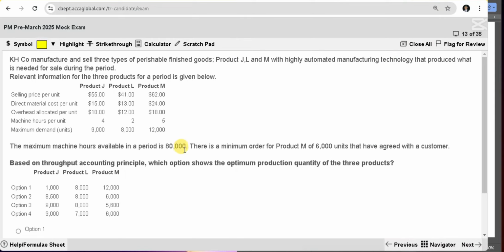Maximum machine hours available 80,000. There is a minimum order for product M, 6,000. Oh, there is a minimum order requirement. Sometimes if you are skimming, you might miss it. So from these 80,000 hours, first I have to allocate for product M 6,000.